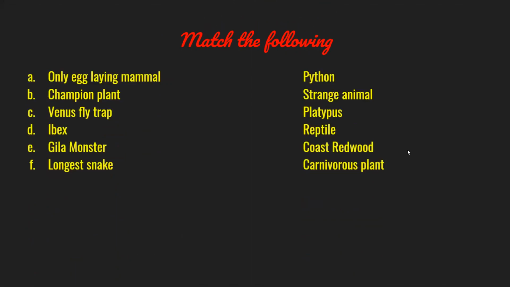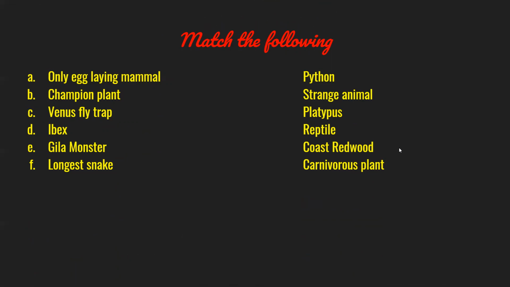Now next one is match the following. Two columns are there, left and right. You have to match the correct answer to the left column. I'll read the left column for you. Number A, only egg-laying mammal. Which is the only egg-laying mammal? B, champion plant. There are some plants which we call champion. Why do we call them champion? Because they have some special quality in them.